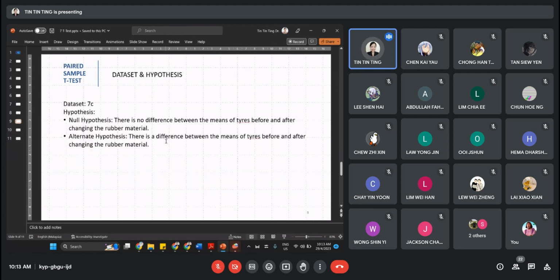Okay, let's move on. Paired sample t-test means one group also. But that same group of people is going to take the treatment before and after. For example, the same group of cars, you're going to change the tire to a different rubber material. Before you change it, you test the tire performance, and after you change it to another material, you test the performance again. But this tire belongs to the same group of cars.